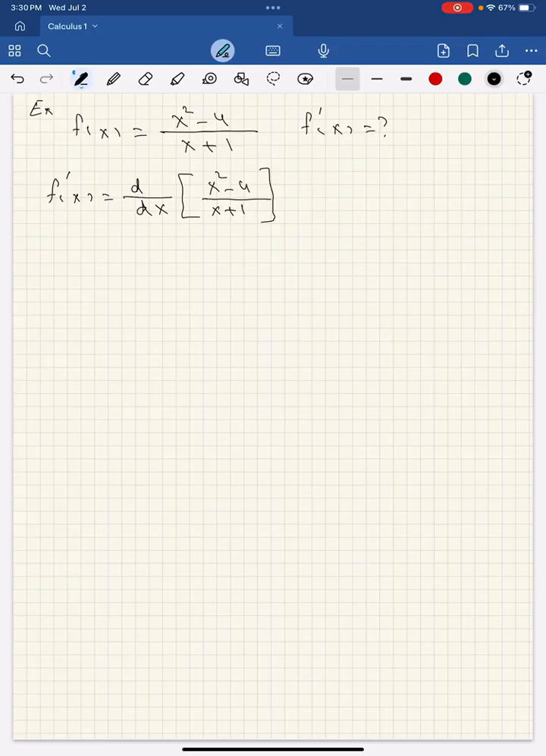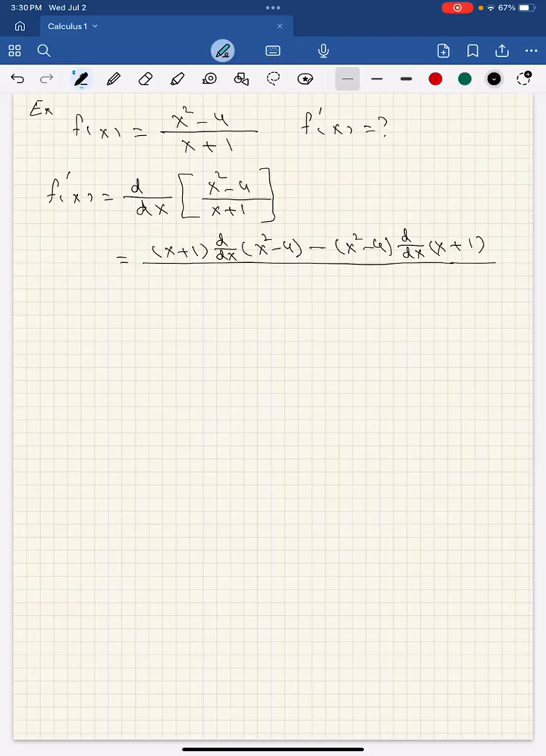Now I'll apply the rule, which is equal to bottom x plus 1 d dx of the top, d dx of x squared minus 4, minus top x squared minus 4 d dx of the bottom, which is x plus 1, over bottom squared, x plus 1 squared.